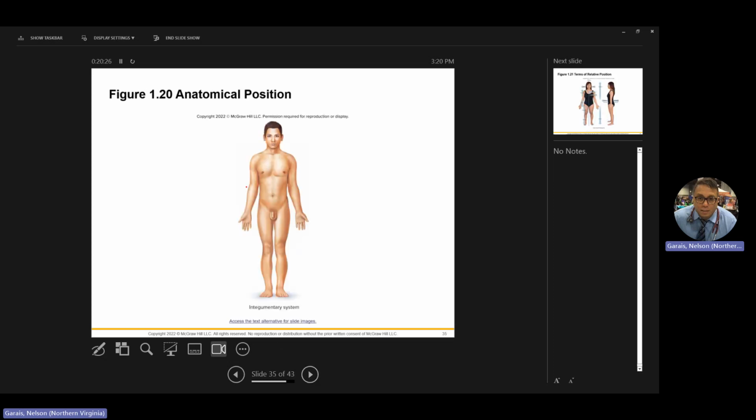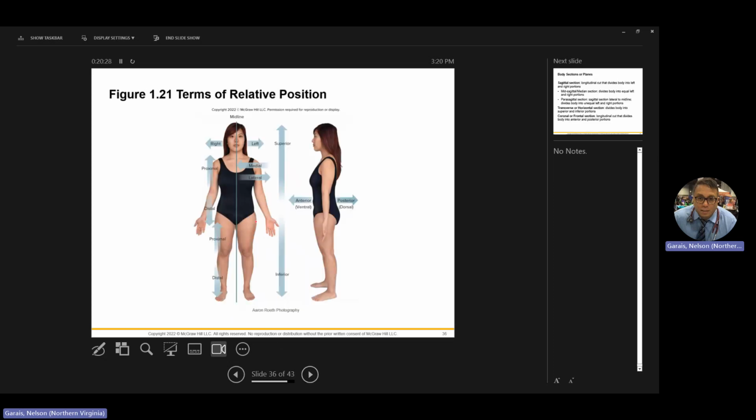Anatomic position, know what it looks like, but what's more important, know the terms. Know proximal versus distal, medial versus lateral, right versus left, anterior versus posterior, ventral versus dorsal.